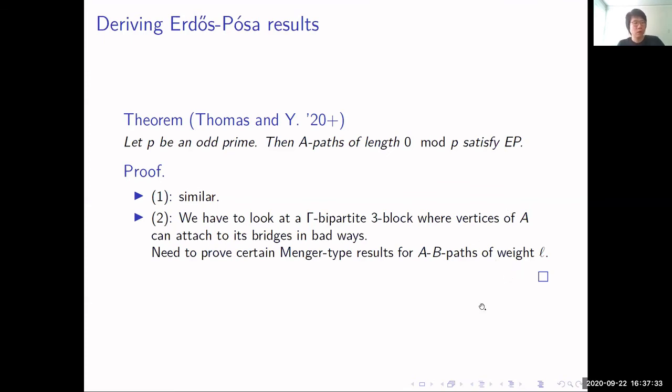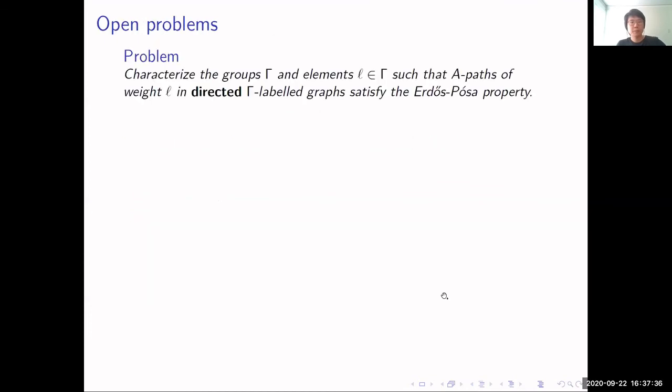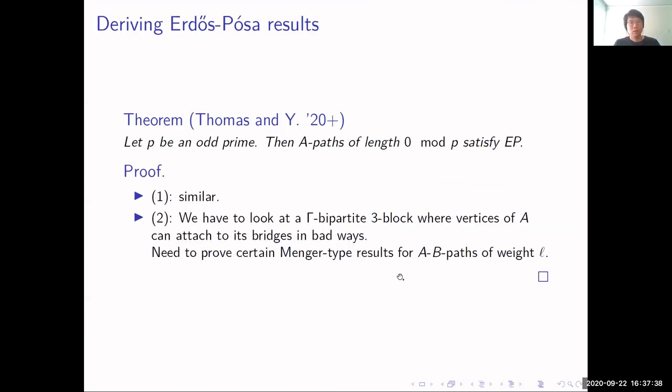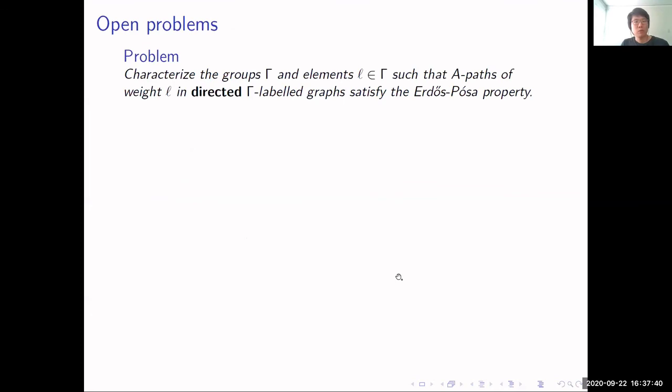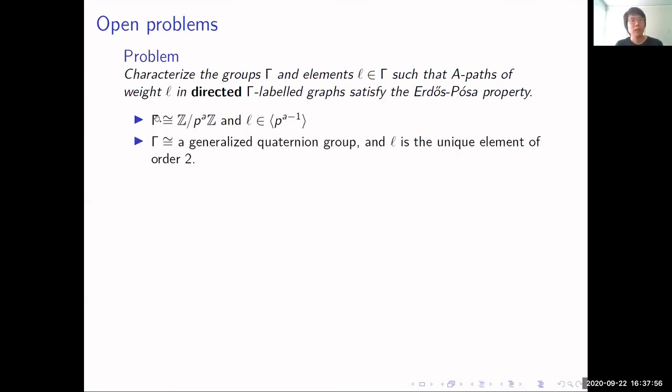So again, I won't go into the details. So yeah, that's the end of the proof. So here I'll mention some open problems. The first one that I mentioned is to characterize the groups and elements such that A paths of weight L in directed group label graphs satisfy the Erdős-Pósa property. Again, the only cases we have to consider are the cyclic groups of prime power order and generalized quaternion groups, where L is a unique element of order 2.